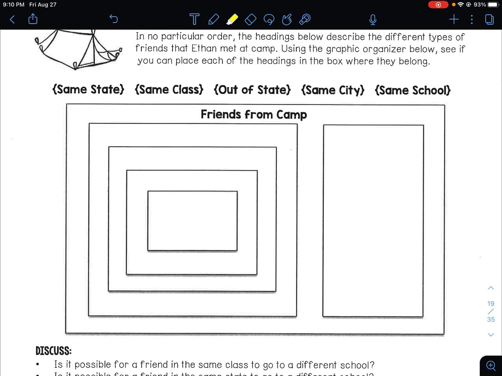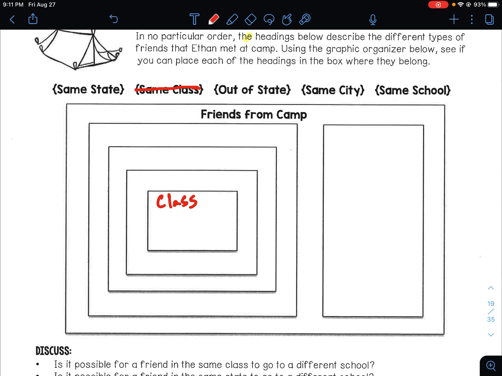So same state, state's pretty big. Same class, pretty small. Out of state, big. City, small. Same school, small. But of these categories, city, school, class, which one's the smallest? Well, same class is the smallest. So we say same class, and we cross that off.